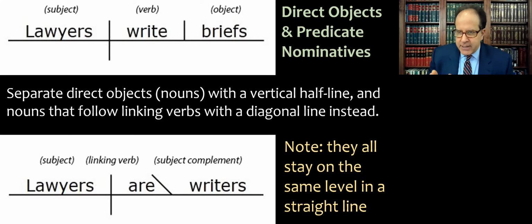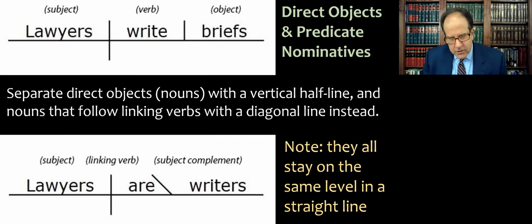We separate that by a line, we put it to the far right, and then there's sort of a half line that's a vertical that comes up from the main sentence line. Note that they all stay on the same level in a straight line.